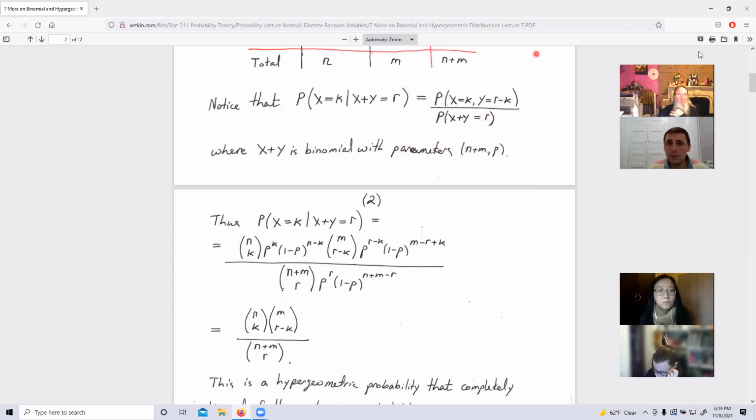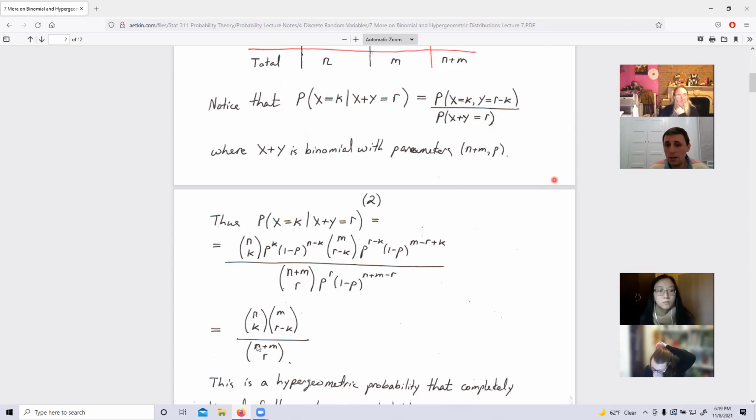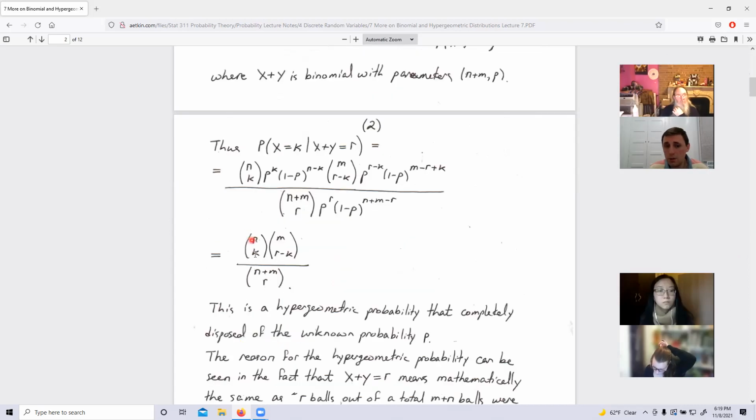And then when you simplify it, you see that all the probability, this unknown probability P, disappears. You can erase it. And what you are left with is the hypergeometric: N choose K, M choose R minus K, divided by N plus M choose R. Are you with me, guys?